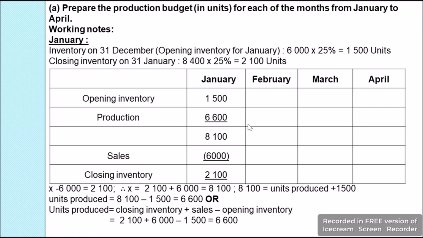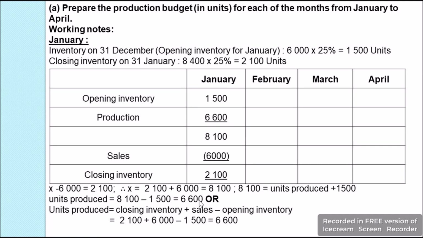Now when we proceed and further calculate to find the units produced, how do we get this? We take this 8,100, which is the total, and this is equal to the units produced, or the production, plus 1,500 units. So if we find the units produced, it will be 8,100, and we take this 1,500 to the other side, it will be 6,600 units.